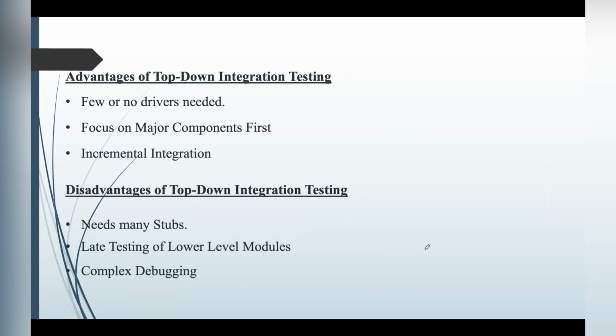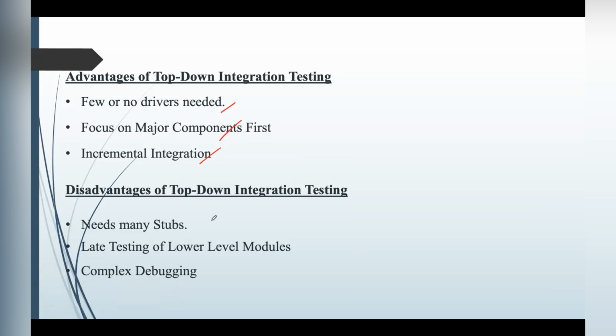Advantages of top-down integration testing. First one is drivers are not required, or it can be done using few drivers. Focus on major components first. The critical and complex components are tested earlier, which can identify significant issues in major parts of the system early in the process. This method allows for incremental integration, helping to isolate problems in individual modules as they are integrated.